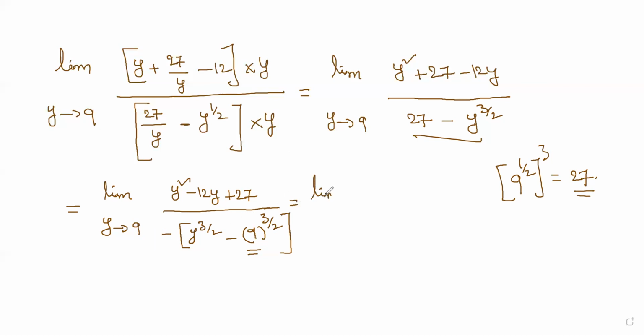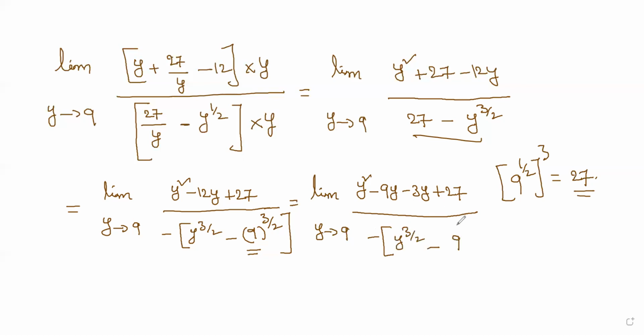Now limit y tends to 9. On the top, it is y square minus 9y minus 3y plus 27. 9 plus 3 is 12, 9 times 3 is 27, so that's the reason we split it like this. Negative of y power 3 by 2 minus 9 whole power 3 by 2. Please note it. Just a minute. No problem. Take your time.